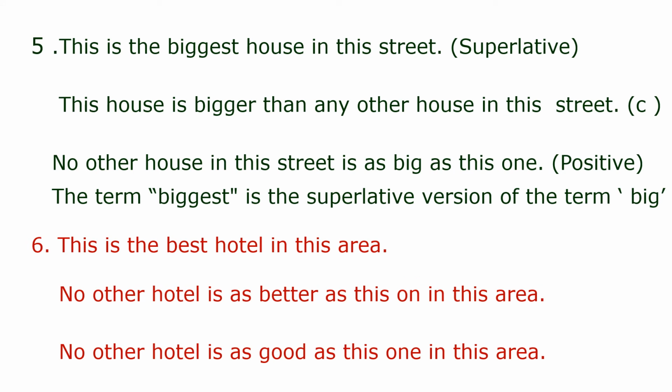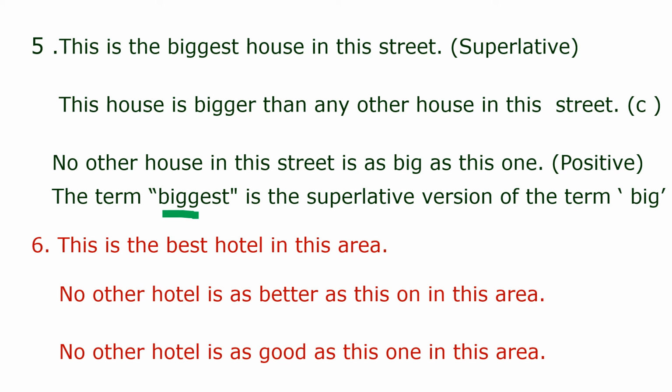I gave here some examples in three degrees. This is the biggest house in this street. This is superlative degree. This house is bigger than any other house in the street. This is comparative degree. No other house in the street is as big as this one. This is positive degree. The term biggest is the superlative version of the term big. That means the adjective big changes into biggest in superlative degree.